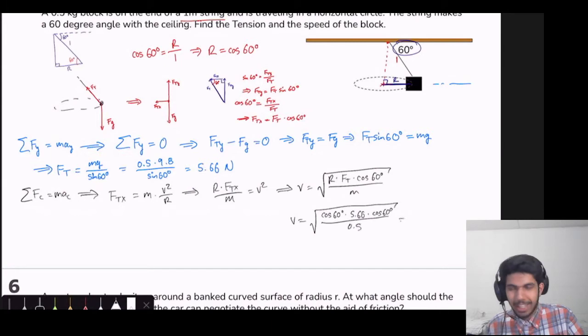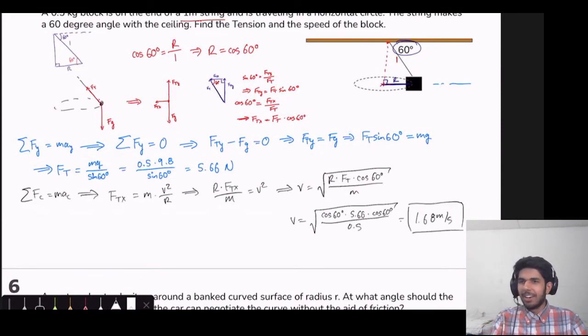And the square root of that, again, I don't have that calculated. So let's try to calculate this. 5.66 times cosine of 60 degrees times cosine of 60 degrees. And this gives us 1.68 meters per second.